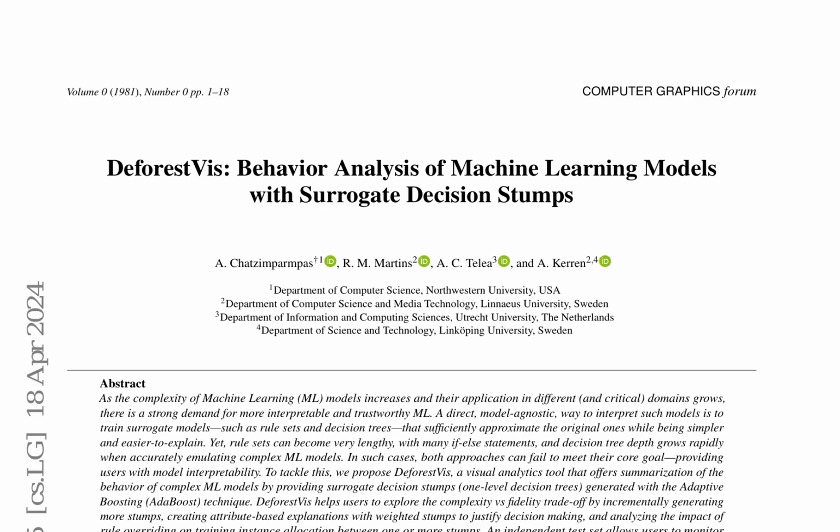models through surrogate models. DeforestVis leverages the adaptive boosting, AdaBoost, method to create decision stumps, which are one-level decision trees. The tool allows users to trade off complexity of the visual explanation against fidelity of the surrogate, providing summaries of decision boundaries and feature contributions to a test set. Users can also inspect the influence of individual decision stumps and observe both local and global impacts of rule changes.